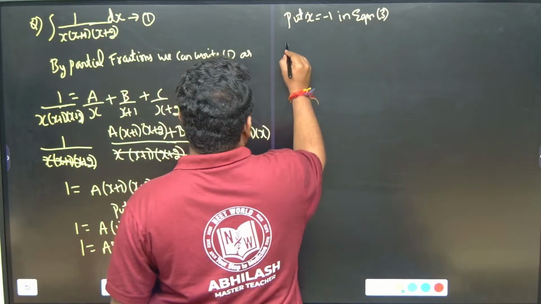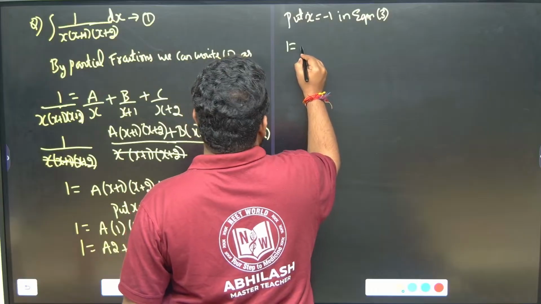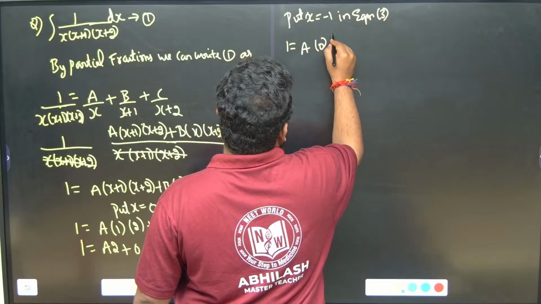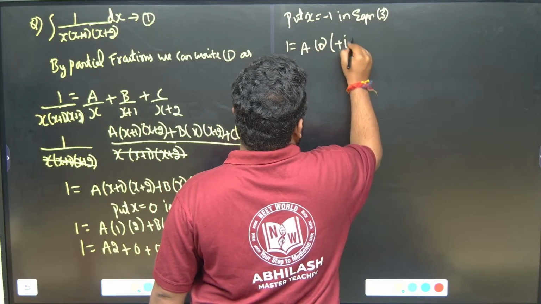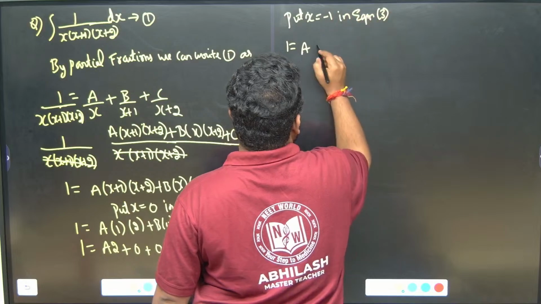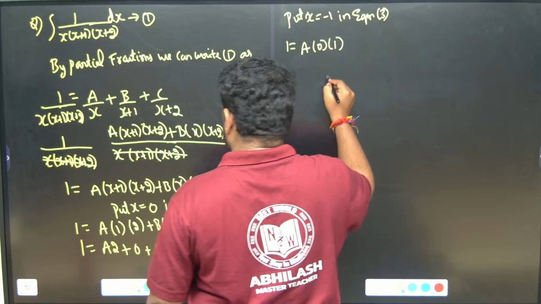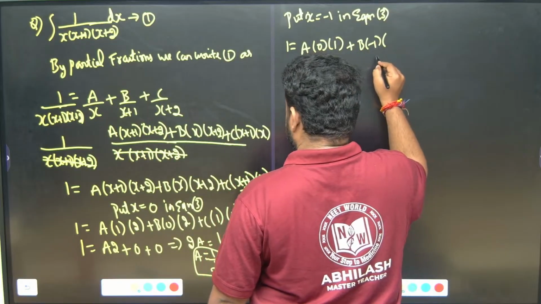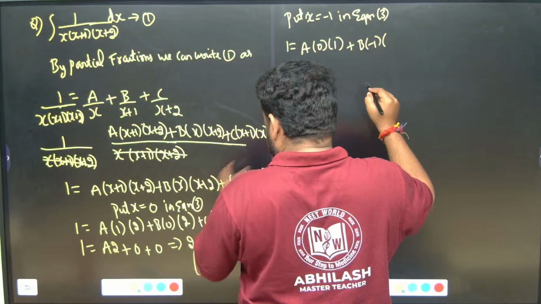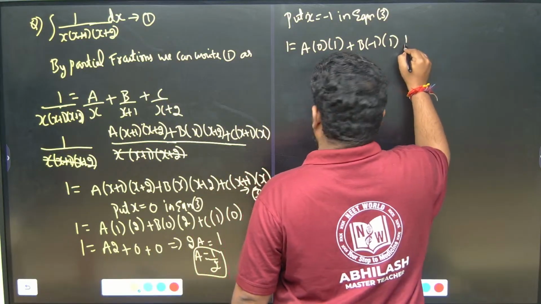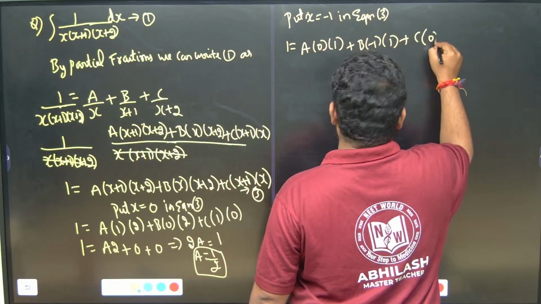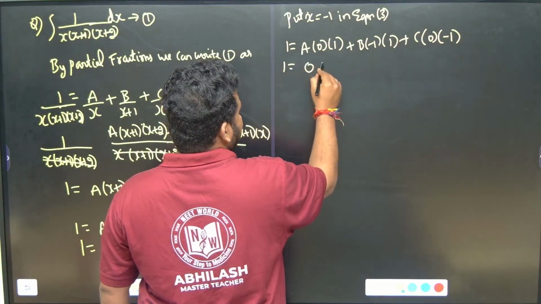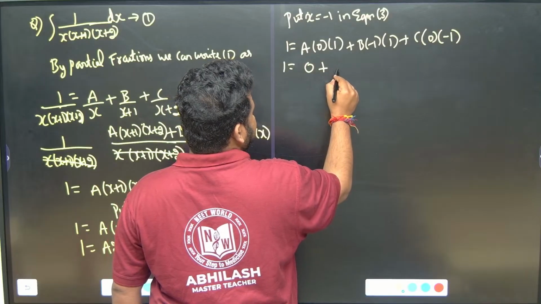This should become 1 is equal to a into minus 1 plus 1, this will become 0, into minus 1 plus 2, it will become plus 1. Then plus b into minus 1, into minus 1 plus 2, this will become 1. What about c? Minus 1 plus 1 will become 0. So 1 is equal to a into 0, which is 0, plus b into minus 1 into 1, which is minus b.